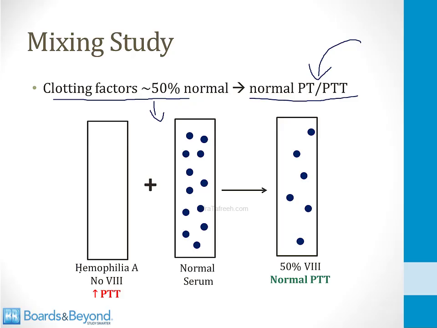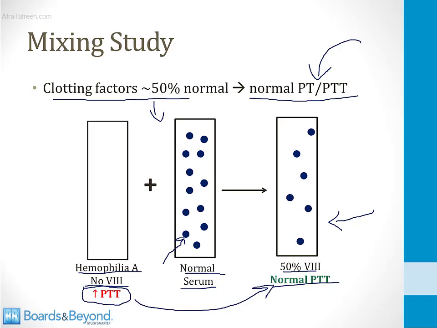So let's look at the drawing I've made on the screen. Let's imagine that we have a patient with the worst case of hemophilia A in the world. They have no factor 8 at all. This patient will obviously have a very prolonged PTT. Now let's imagine that you mix that patient's serum with normal serum, and all these blue dots represent little molecules of factor VIII. What you will then have is a mixture that is 50% of normal level of factor VIII, and 50% of normal is enough to normalize the PTT. So in a patient with hemophilia, the PTT will correct when you mix it with normal serum by this principle.